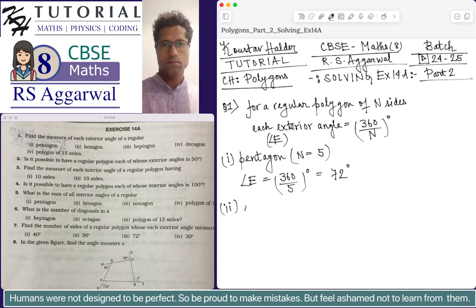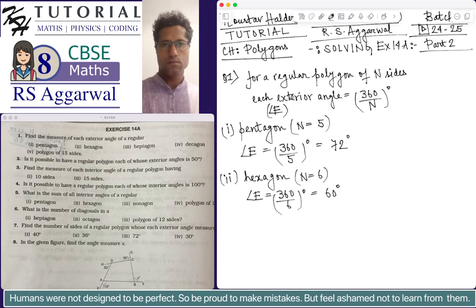Then comes the hexagon. Now these are all easy. You just have to apply the formula 360 divided by n, where n is the number of sides of the regular polygon. For a hexagon, we know n is equal to 6. Therefore, angle E will be equal to 360 divided by 6 degrees, which is 60 degrees.